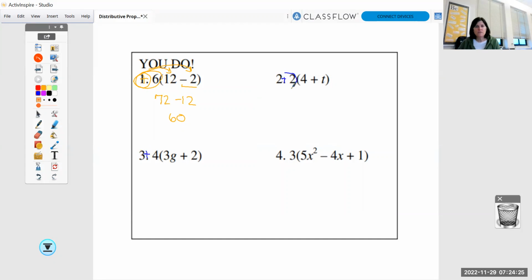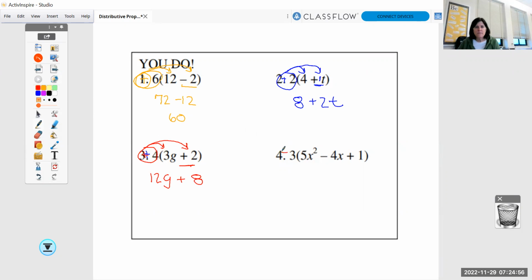Let's go over here to number 2. Positive 2 times 4 and a t. 2 times 4 is 8. 2 times, there's no number here, so I'm going to put a 1. So 2 times 1 is plus 2t. All right, number 3, we have a positive 4. So 4 times 3 is 12g. 4 times a positive 2 is positive 8.